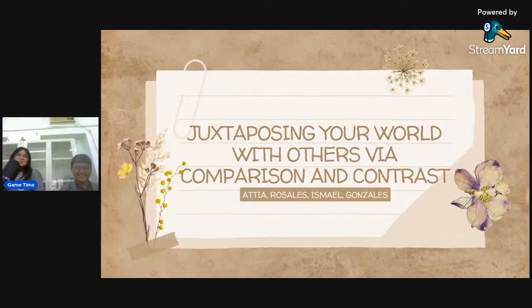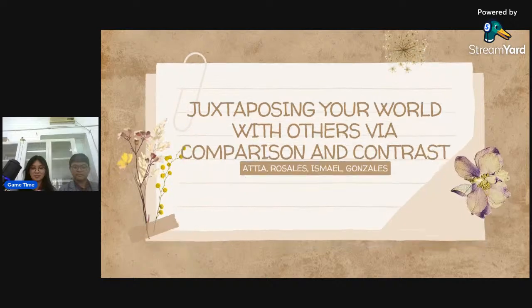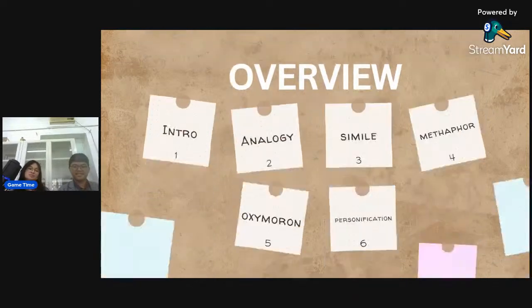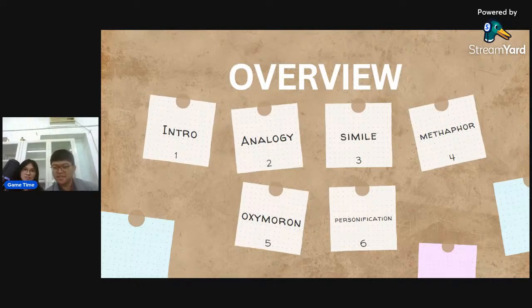Hi guys. So at this time we'll be explaining the next lesson, lesson 6, about juxtaposing your world with others via comparison and contrast. So before we start, this is the overview of our lesson. We will first be explaining what is juxtaposition, comparison, and contrast. Then we will go over the use of figurative languages in this lesson. So let's go.